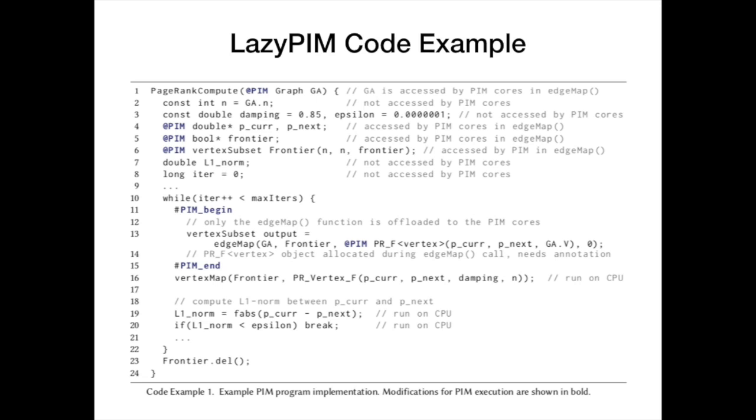Here is a simple C program to demonstrate the programming model. It's designed to be simple for the programmer, using two macros, pim begin and pim end, to specify which code should execute in the PIM core. You also need to specify which allocated data will be accessed by the PIM cores. And this is done with the annotation @pim before each declaration. This should include any data passed by value, such as the parameter GA on line 1. And the compiler will handle all of the other details when it translates this into machine language.